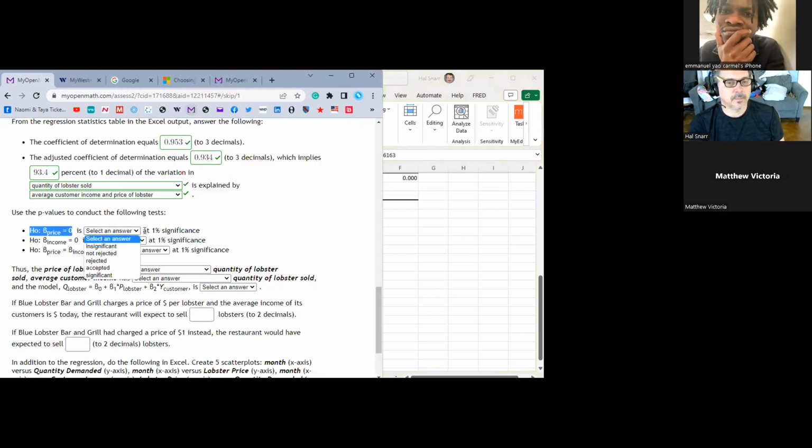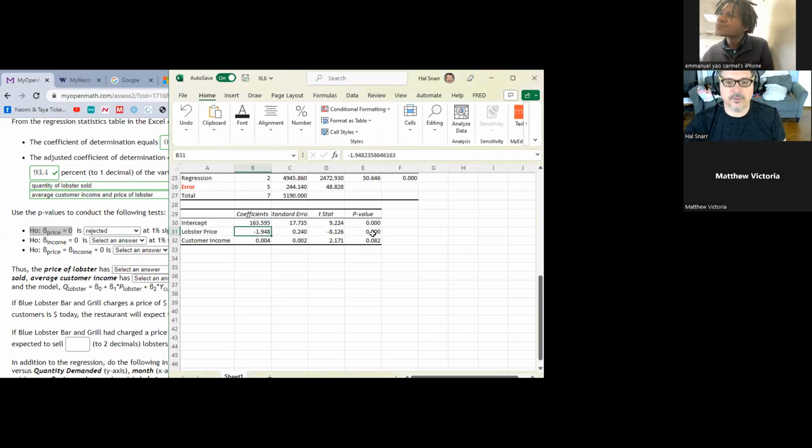Which one? It's supposed to be rejected. We're going to reject it, right? What's your p-value in your table for lobster price? 0.0001. And your significance level is 0.1, right? Because it's 10%.